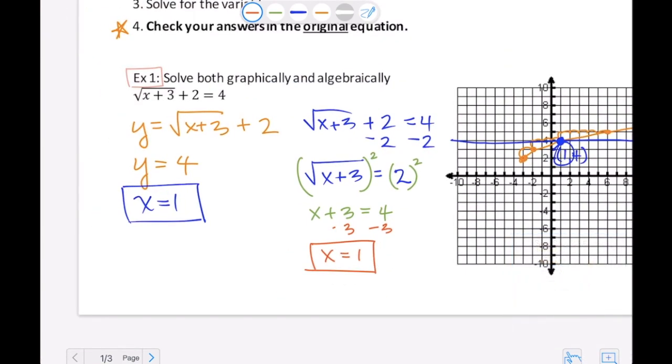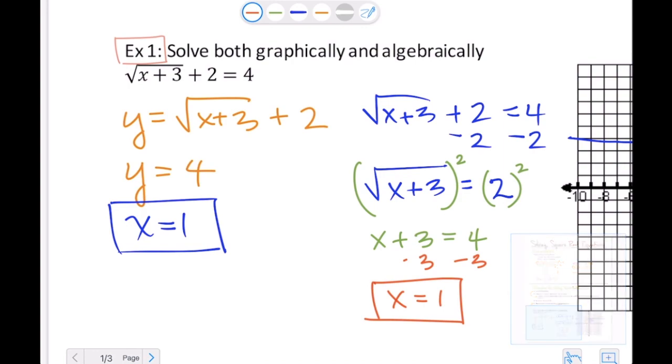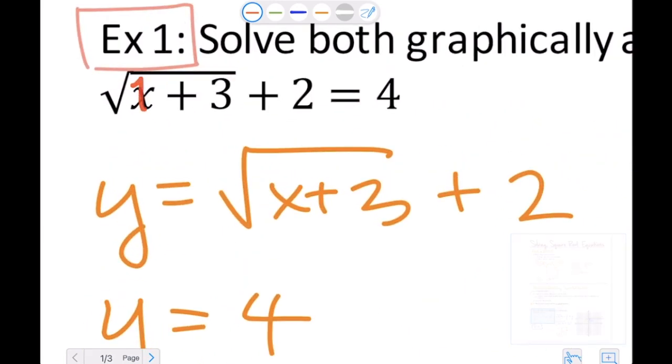Now, we know that this works because we've solved it graphically, but you can always go back in, and you definitely need to go back into the original equation, the very first equation you saw, and plug in our solution and make sure it works. So 1 plus 3 is 4.